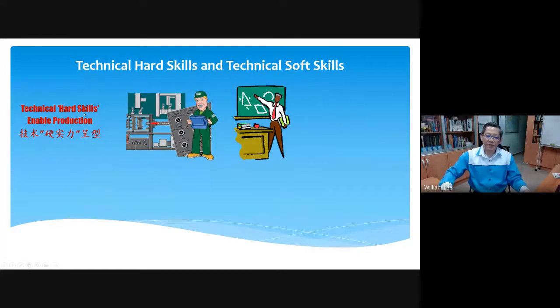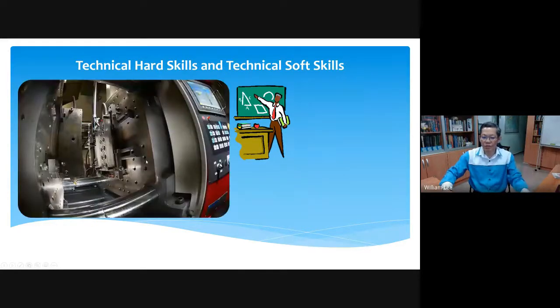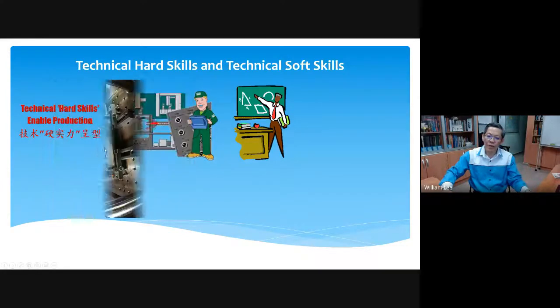What is a technical hard skill? I say here, technical hard skill enables production. For those who can read this Mandarin, you can see that technical hard skill enables production. That means that you can produce a part. In this case, they involve the use of the machine. You must know how to operate the machine, operate the mold, right?